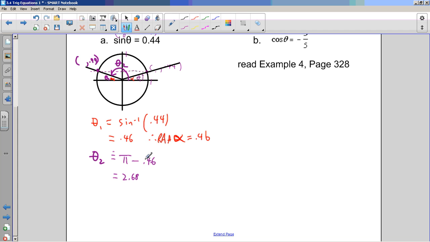If I wanted to do the general solutions, and this is extra learning for funsies, in general, I could think of the solutions as 0.46 plus any number of spins. And remember, a spin is 2 pi. Theta 2 is 2.68 plus any number of spins. So this is a way to demonstrate the infinite number of solutions that there are, where n, by the way, is just an integer. That's like a thick Z to show that n is an integer.